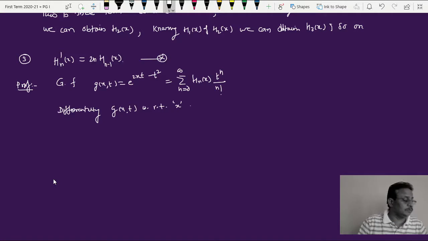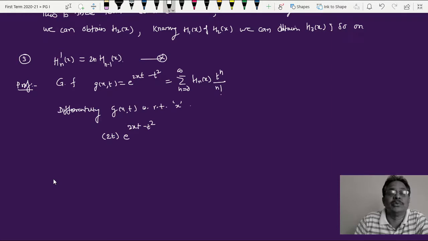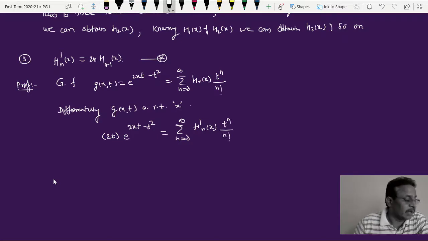Differentiating this, I'll get twice t into e raised to twice xt minus t square. Differential with respect to x is only of the term in the index, so twice t comes out, t square will be 0, and e raised to twice xt minus t square will remain as it is, equal to summation over n equal to 0 to infinity H dash n of x, differential with respect to x, into t raised to n upon n factorial.